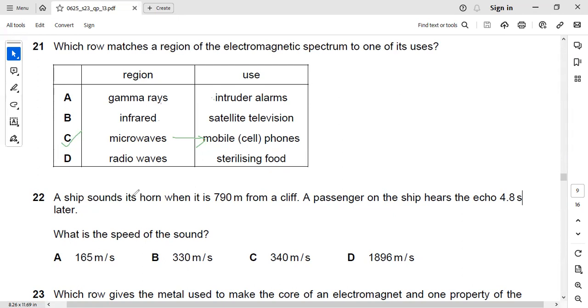Next, a ship sounds its horn while it is 790 meters from a cliff. A passenger on the ship hears an echo 4.8 seconds later. So what is the speed of sound? As it is an echo, the speed of sound can be written as 2 times d divided by t. That is 2 times the distance 790 meters divided by t, which is 4.8 seconds. You'll be getting 1580 meters by 4.8 seconds, which is equal to 329.16 meters per second. So here the right answer is 330 meters per second.